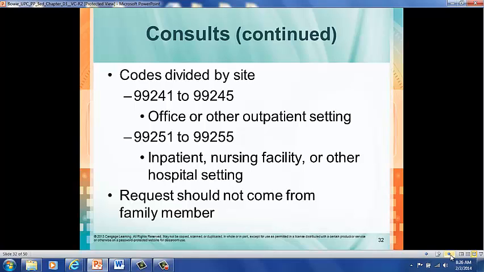It should be noted that when initial hospital care or initial nursing facility services are provided to Medicare patients, the attending physician needs to report modifier A1, denoting the principal physician of record. This distinguishes the services provided by the attending physician from the consultation services provided.